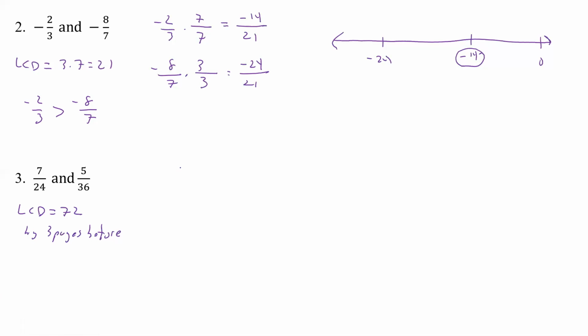And so now we have to think about it. 7/24 times what gives us something over 72? Well, we're going to have to take 24 times 3 to get 72. And if you think about it, 24 times 3, 3 times 4 is 12, carry 1, 6 plus 1 is 7. So that's how we get to there. So now we have 7 times 3 is 21. Now 5/36, what do we have to multiply here to get the 72? Well, 36 times 2 is going to give us 72. So 5 times 2 is 10.